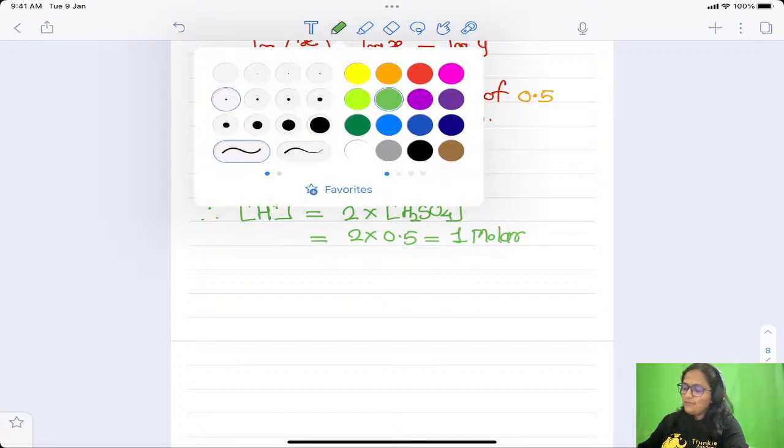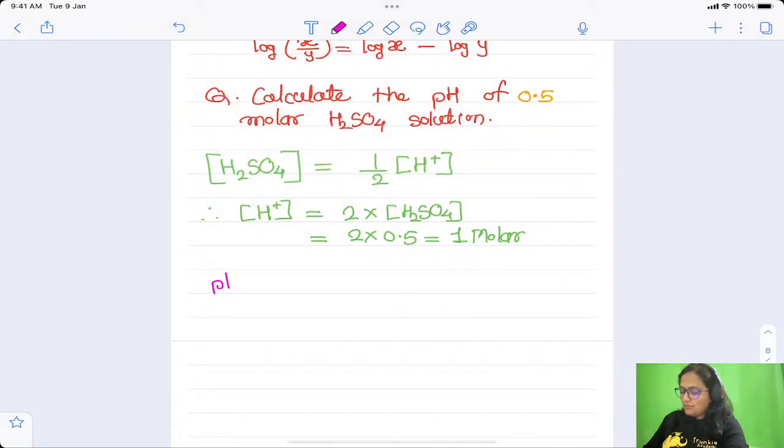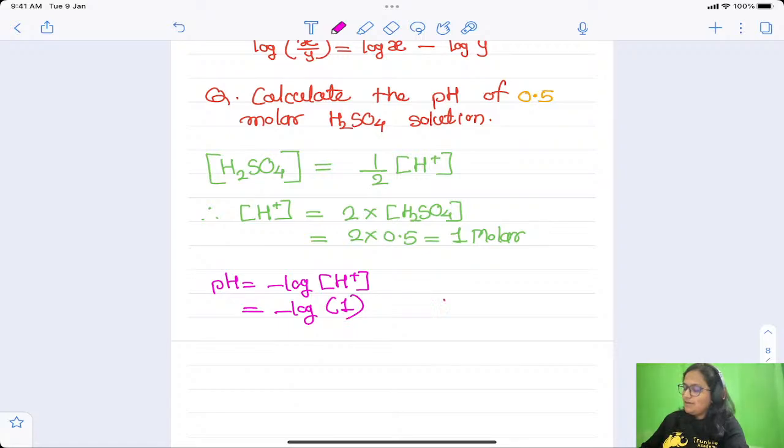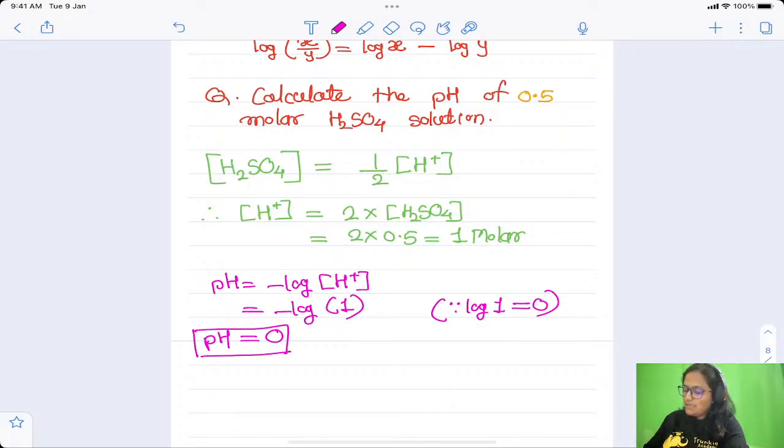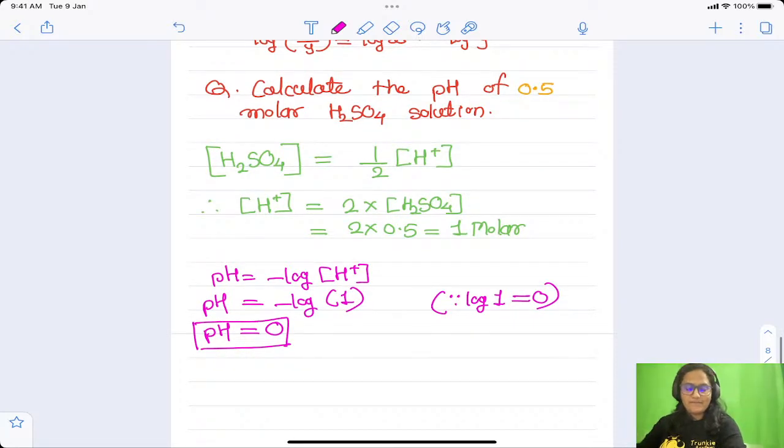Okay, now let us find out the pH. pH is equal to negative log of H plus ion concentration. So it is equal to negative log of 1, right? Always remember, log of 1 is equal to 0. Therefore, pH of this solution is equal to 0. Okay, so this is how we can solve the question based on the pH formula. Take a screenshot of this page also.